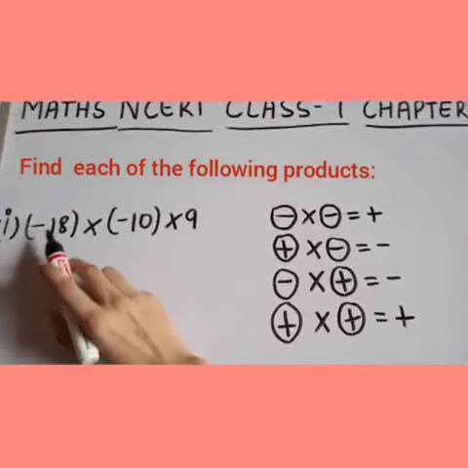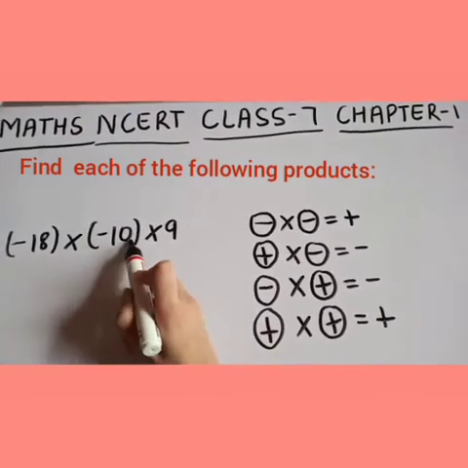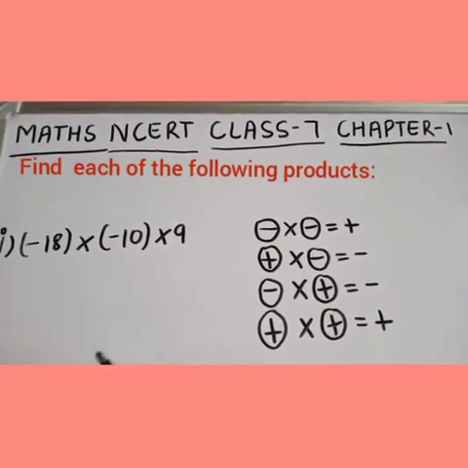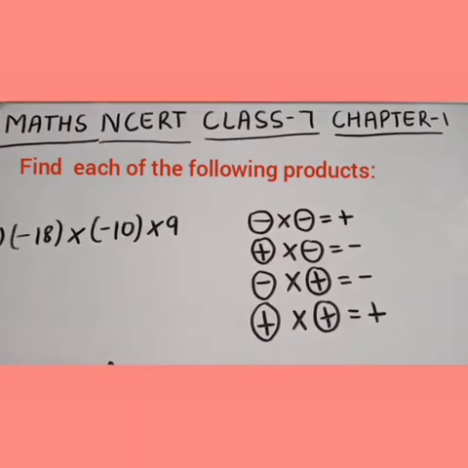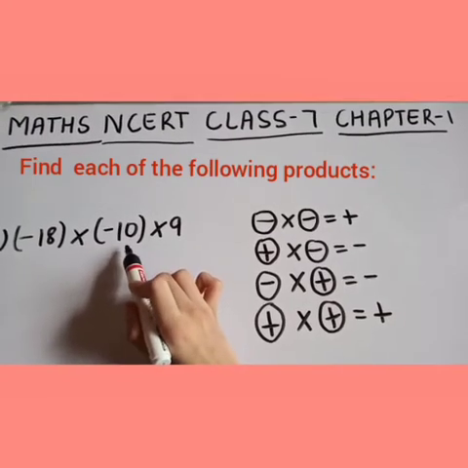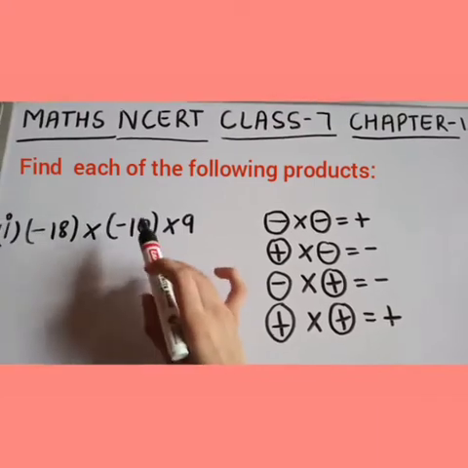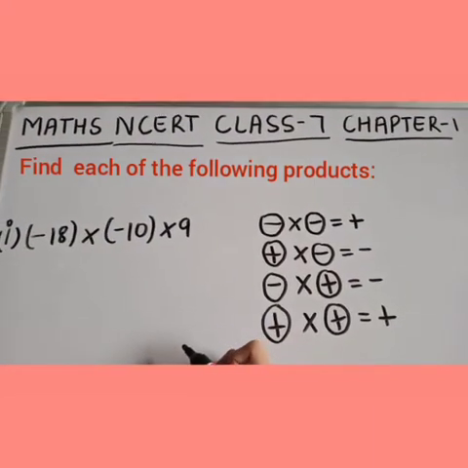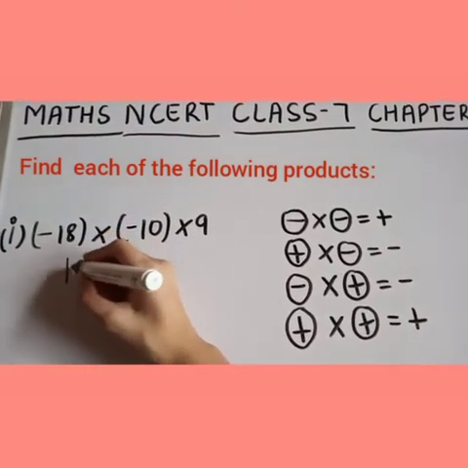First of all, we have to multiply minus 18 and minus 10. First of all, you have to forget about the signs. Only see the numbers first. The numbers are 18 and 10. First of all, you have to multiply 18 and 10. So, if we multiply 18 into 10, it is 180. So, write down 180 here.